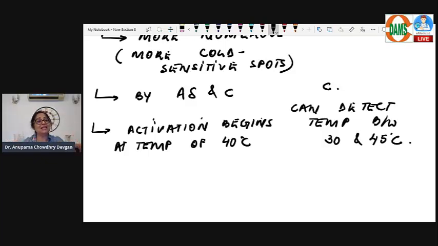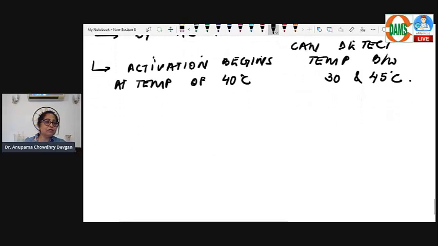What is somatic? Receptors present on the soma, on the periphery. They are different from visceral receptors, which are present inside, or interoceptors, which are present inside the body. So these are somatic receptors. They are meant for detection of temperature on the skin. Cold thermoreceptors begin to be activated at temperatures of 40 degrees Celsius.